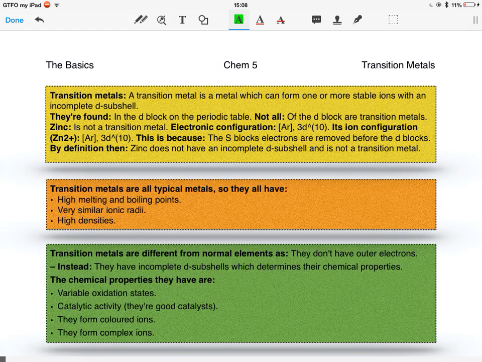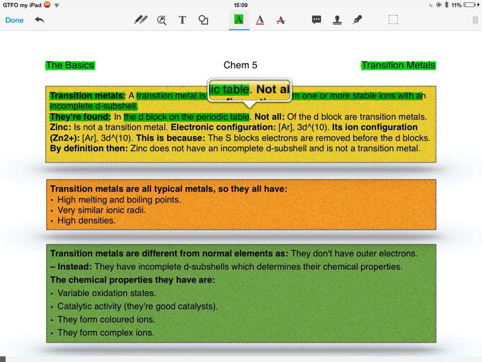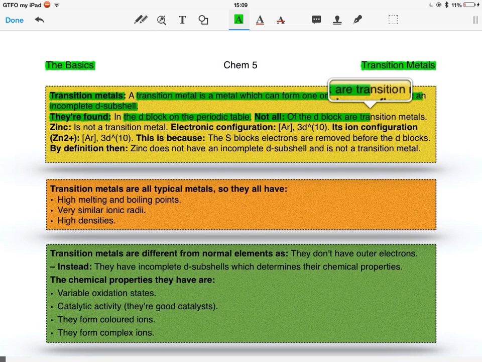So now I'm on to the transition metals, which on the spec are 3.5.4 if you want to check it out, and I'm going to start with the basics. So the definition of a transition metal is it's a metal which can form one or more stable ions with an incomplete d subshell. They're found in the d block on the periodic table, however not all of the d block are transition metals. For instance, zinc.